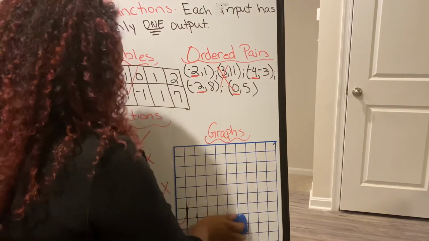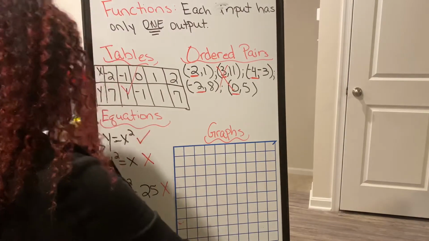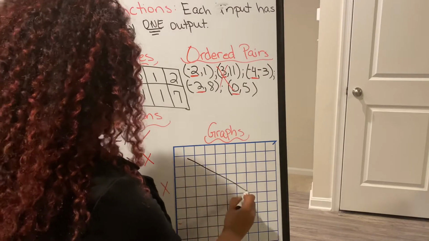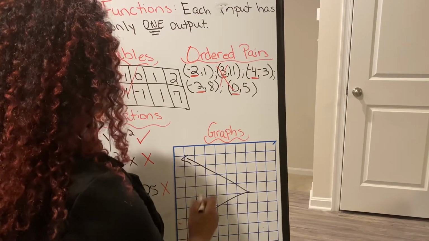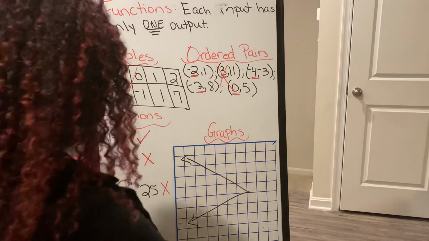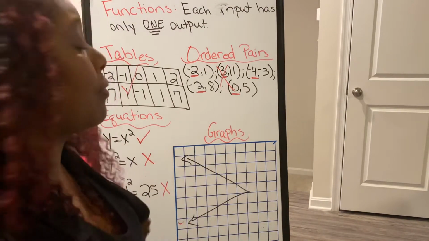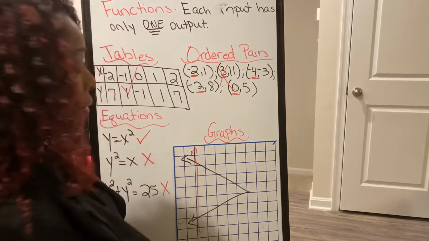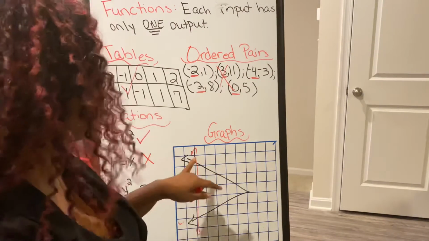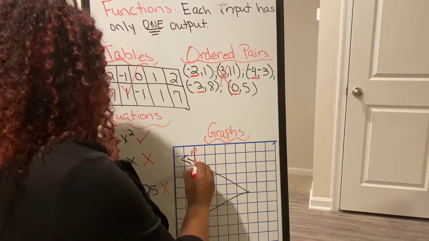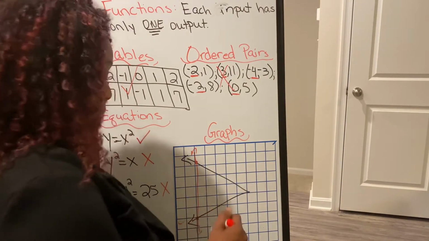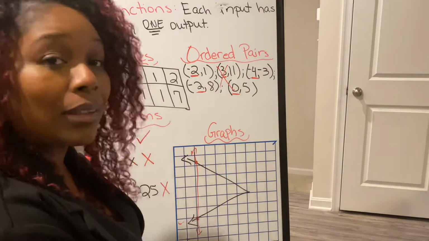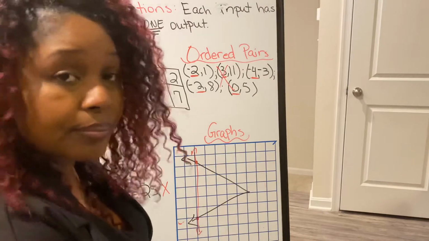Let's look at one more. Will this pass my vertical line test? We're going to start here. Right away, what do you notice? Right away, what do we notice? 1, 2. What that means is this will never pass our vertical line test, so it is not a function.